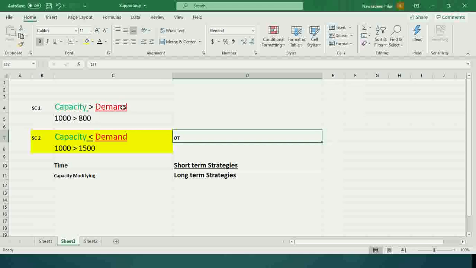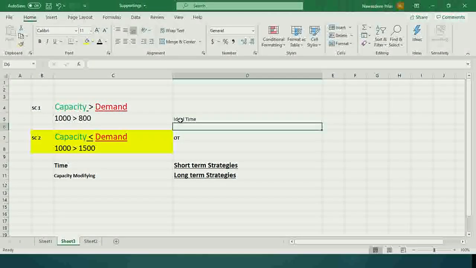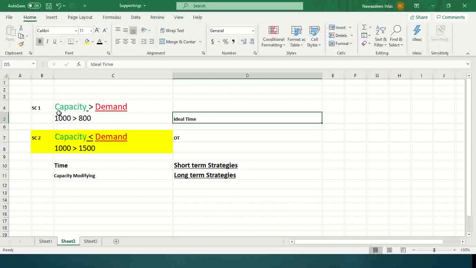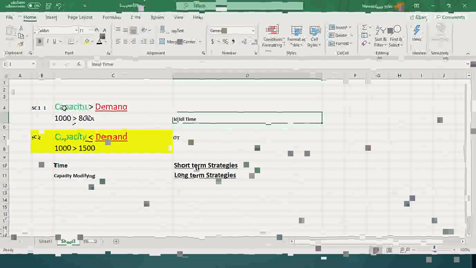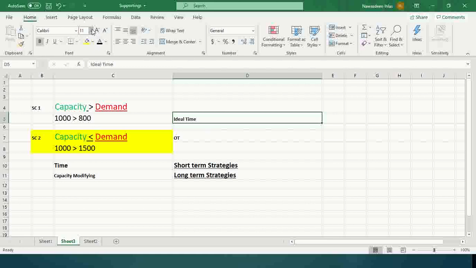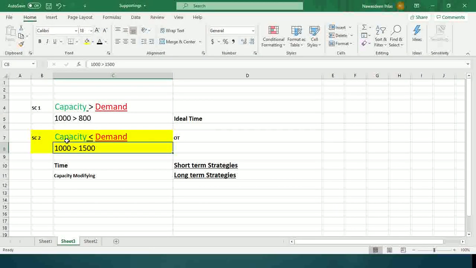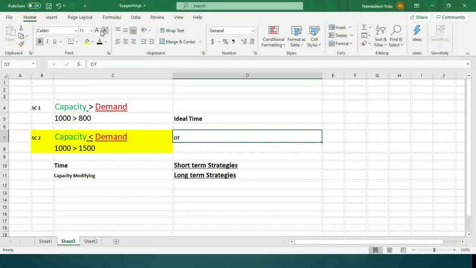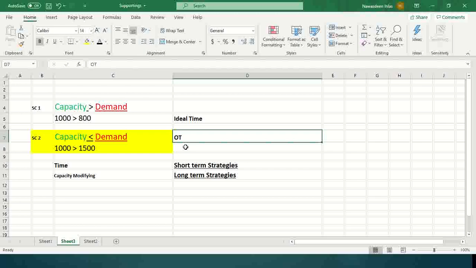So we can give idle time. So we can give some rest. Here you can see in my scenario 1, capacity is higher and demand is less. At this point, what we can do is reduce this capacity by giving idle time, so we can give some rest for our employees. In this scenario, we can see demand is higher and capacity is lower. What we can do is enhance our capacity by utilizing overtime, OT. Clear?